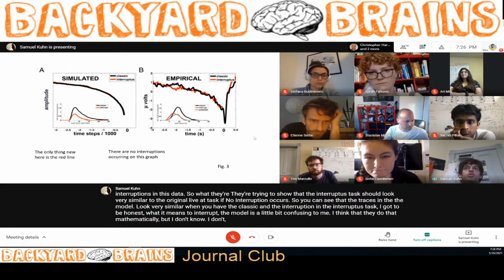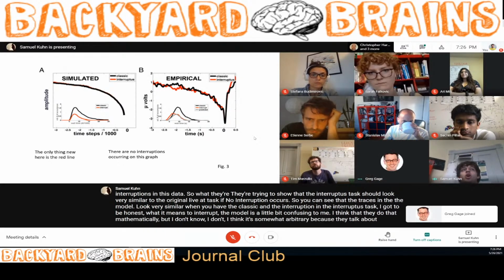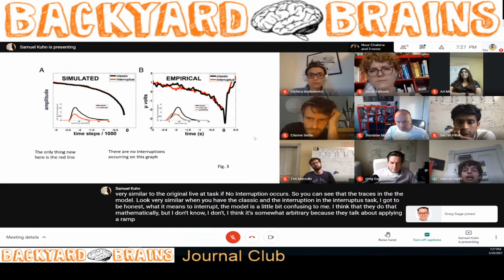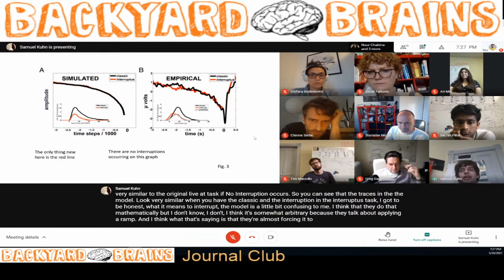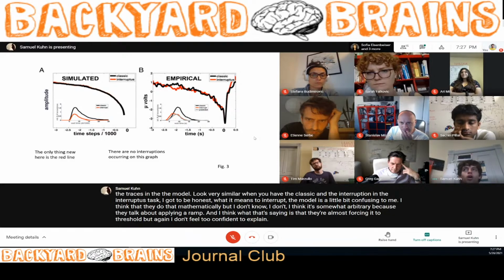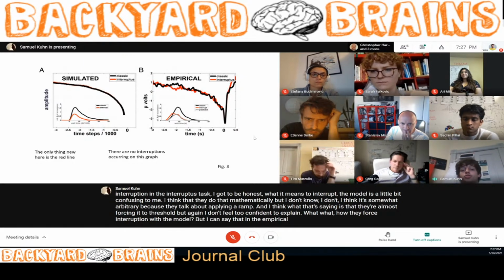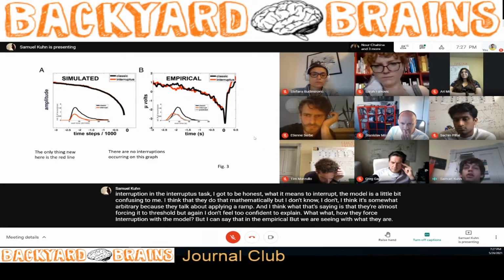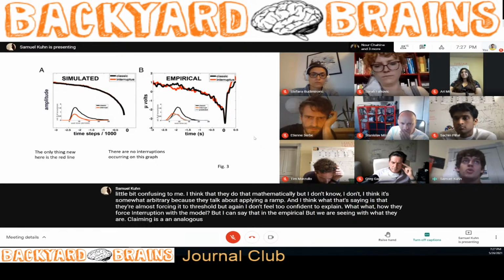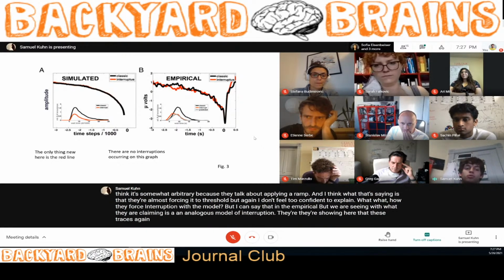I think it's somewhat arbitrary because they talk about applying a ramp, and I think what that's saying is that they're almost forcing it to threshold. But again, I don't feel too confident to explain how they force interruption with the model. But I can say that in the empirical data, with what they are claiming is an analogous model of interruption, they're showing here that these traces again look very similar.